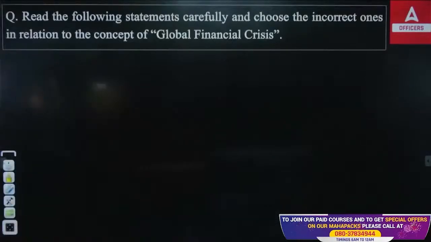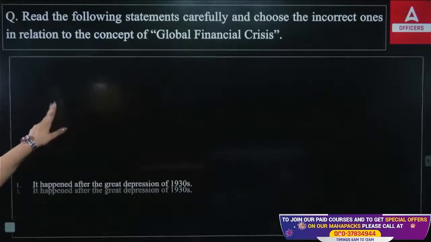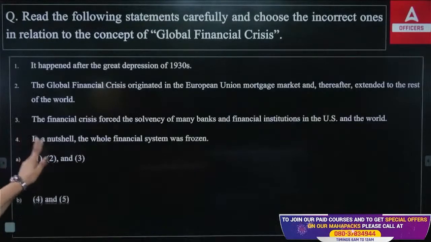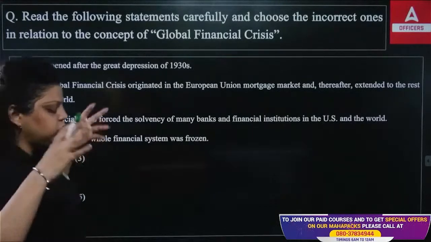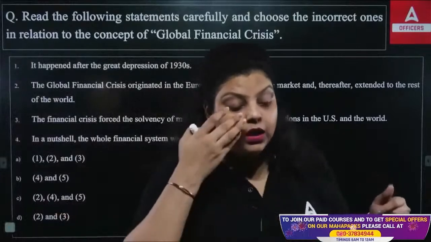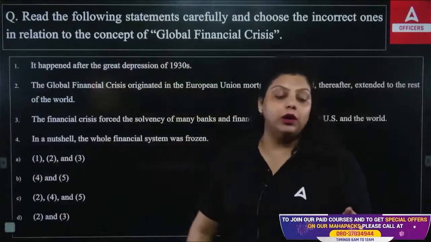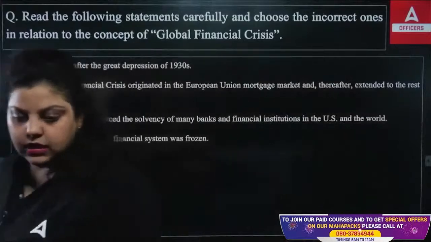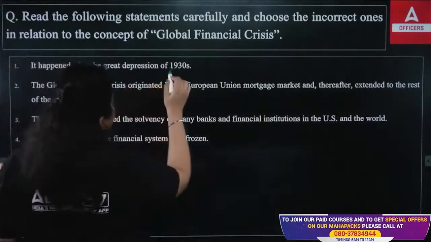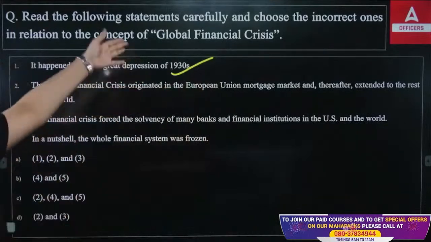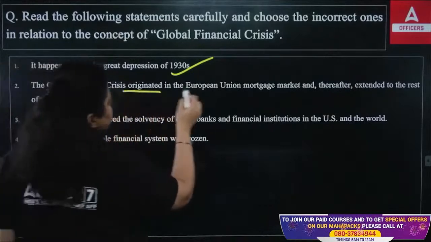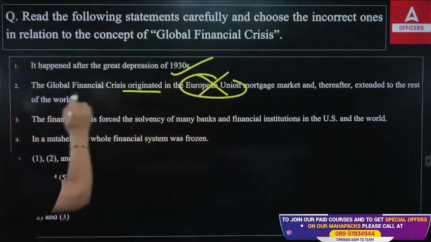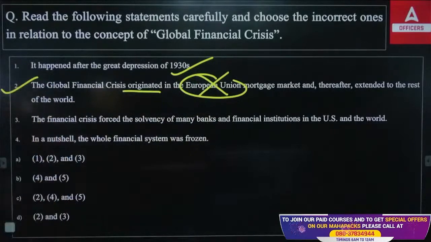Okay. Now, read the following statement carefully and choose the incorrect one in relation to the global financial crisis. So, global financial crisis, you all have heard about it. We also discussed that to reduce the impact of global financial crisis in India, the government of India and RBI gave a lot of liquidity in the market. First, it happened after Great Depression. Obviously, because global financial crisis happened in 2007 and 8. Now, the global financial crisis originated in EU. No, it originated in US. This is incorrect. Second one is incorrect.